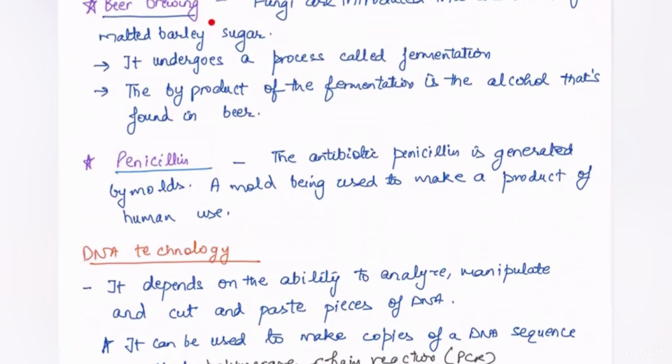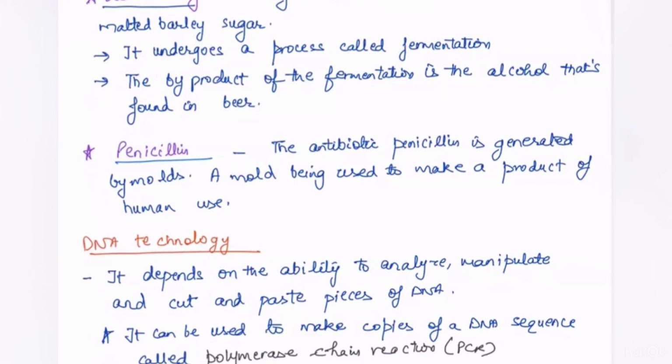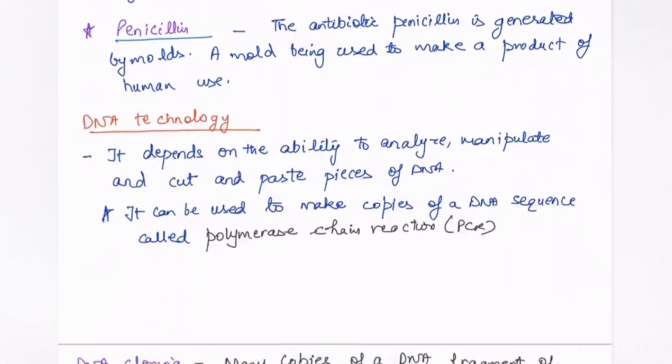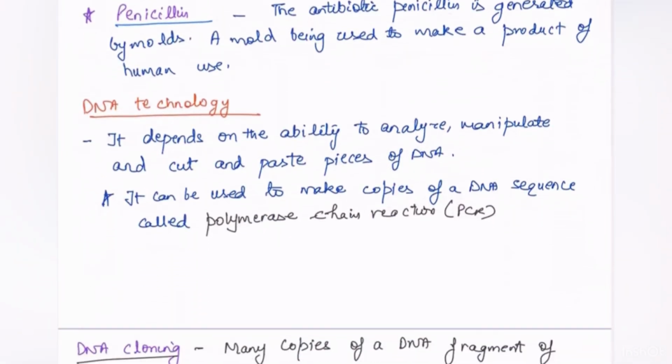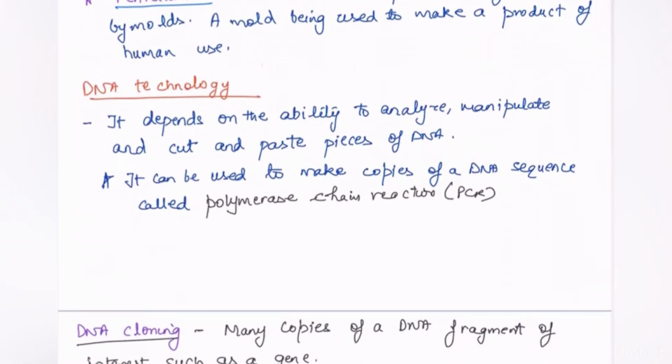Beer brewing is one of the examples where fungi are introduced into a solution of malted barley sugar. It undergoes a process called fermentation, and the byproduct of the fermentation is the alcohol that's found in the beer. Penicillin is one more example. The antibiotic penicillin is generated by molds, a mold being used to make a product of human use.